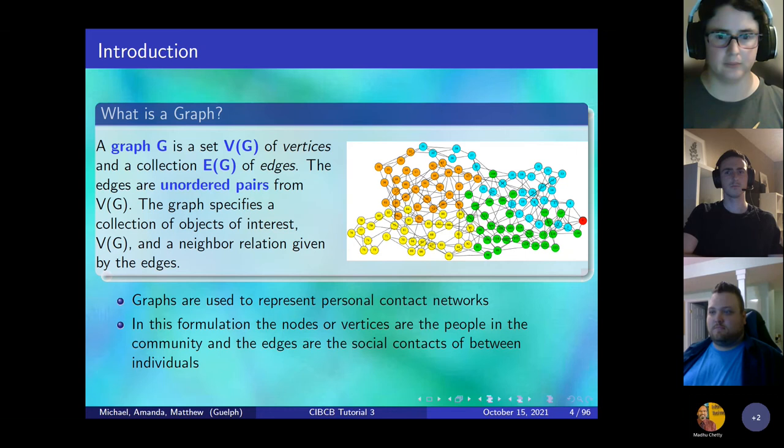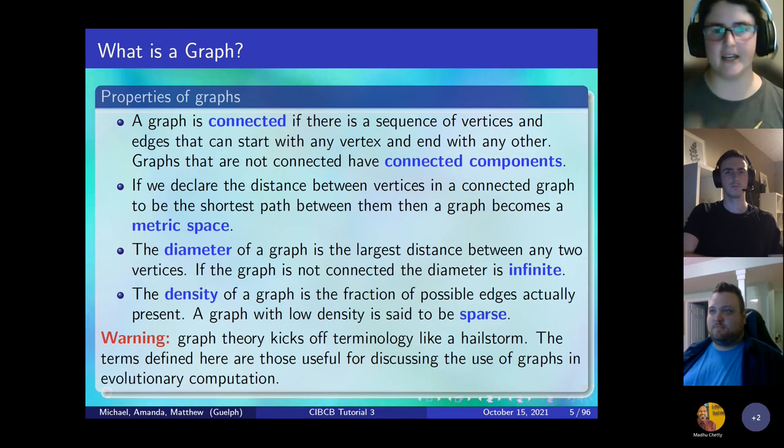A graph is connected if there is a sequence of vertices and edges that can start at any vertex and end at any other. Graphs that are not connected have connected components. We declare the distance between vertices in a connected graph to be the shortest path between them. Then a graph becomes a metric space. The diameter of a graph is the largest distance between two vertices. For a graph that is not connected, the diameter is infinite.